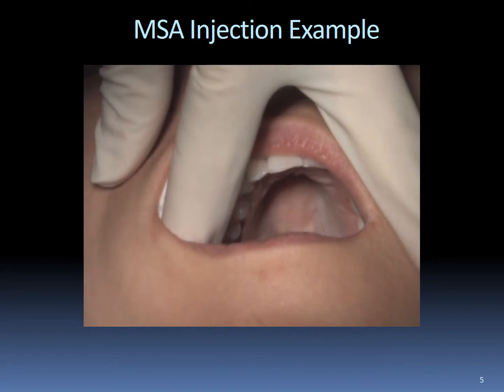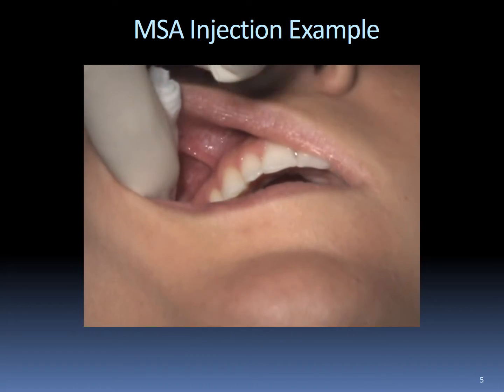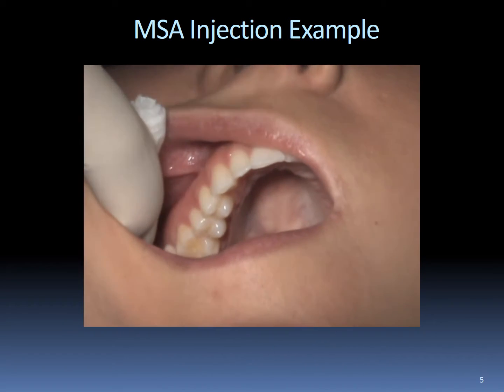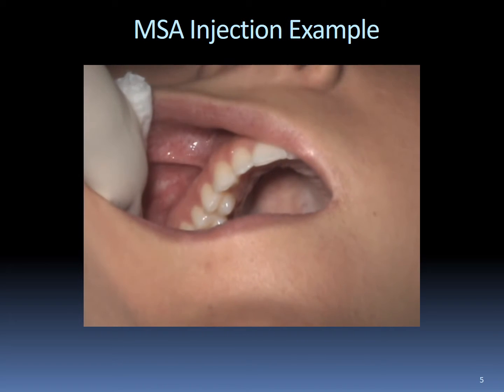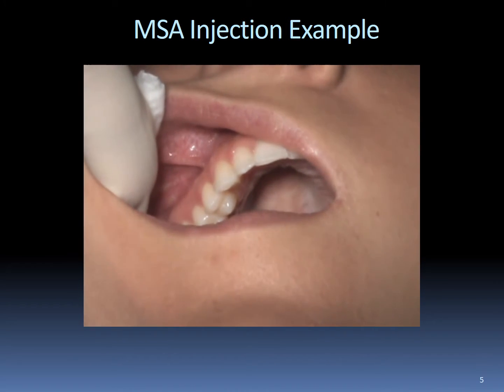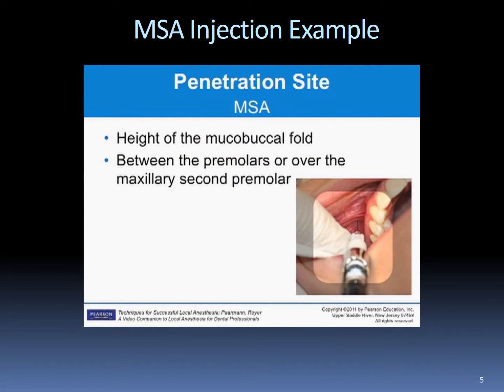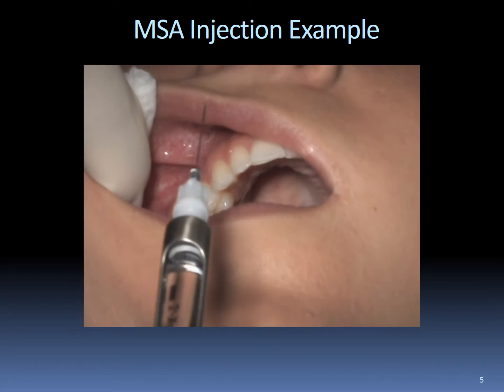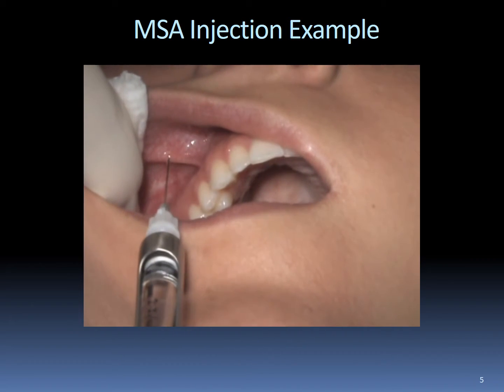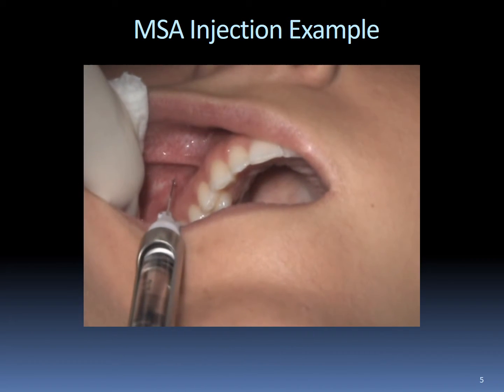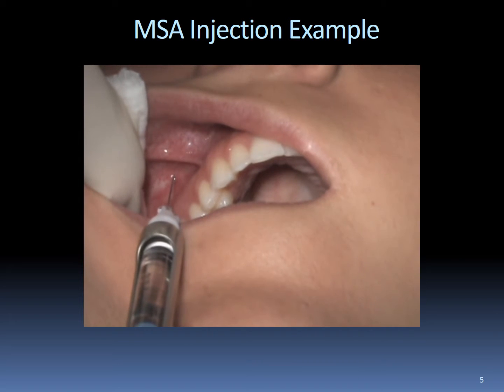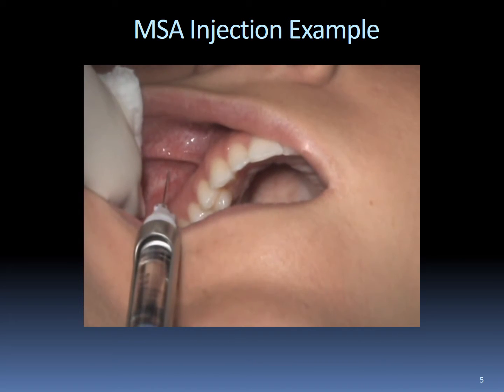To gain access to the site of penetration, gently retract the tissue, pulling the tissues taut while lifting the tissue away from the maxilla. The penetration site is at the height of the mucobuccal fold over the maxillary second premolar. If it is difficult to keep the syringe parallel to the long axis, penetration can be made between the two premolars, angling distally towards the apex of the second premolar.